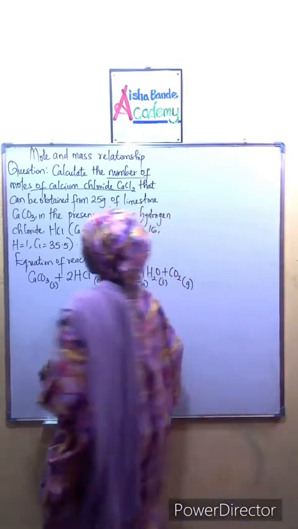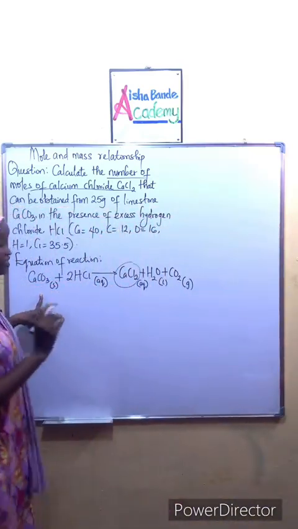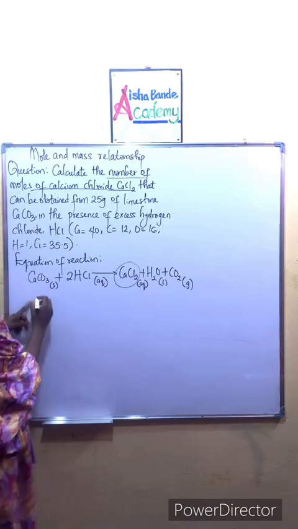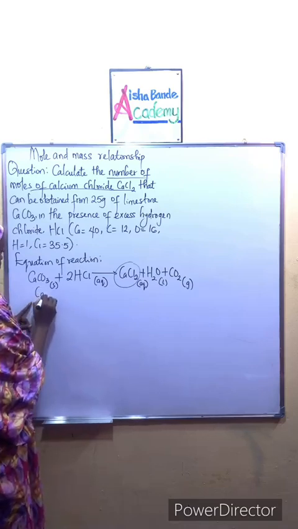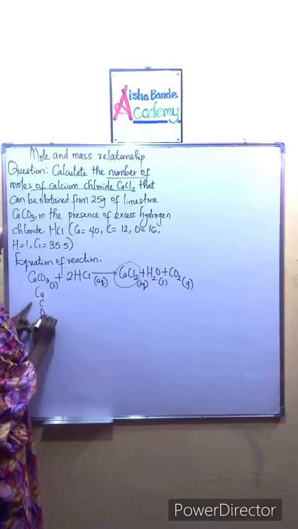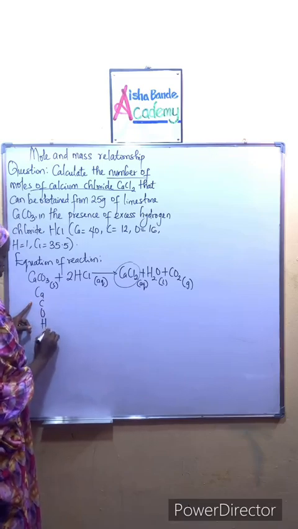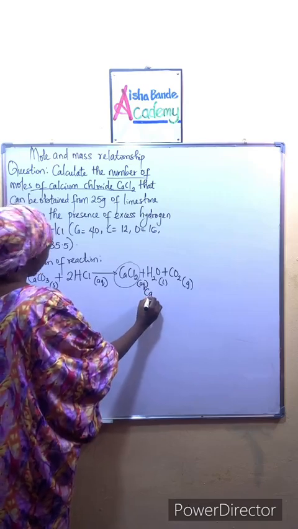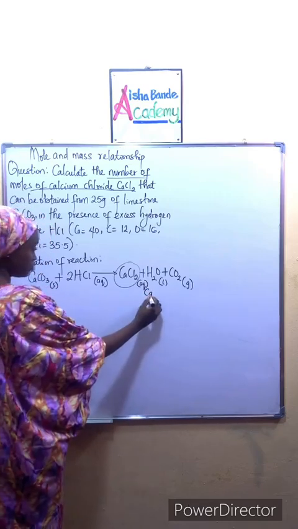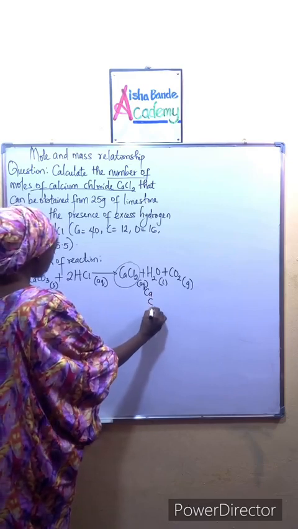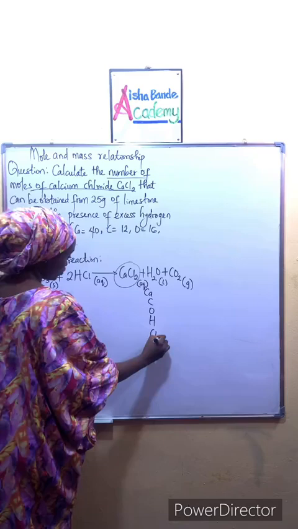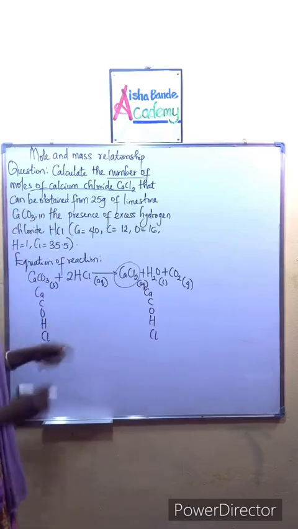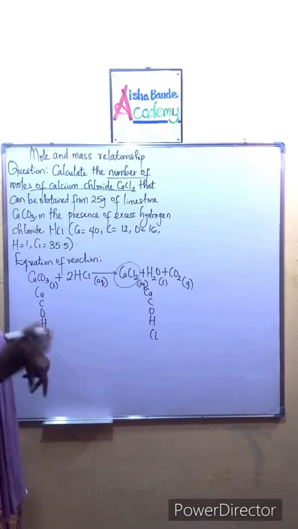So let's begin solving. The first thing we need to do is to check if the equation given is balanced. So let's check. Here at the reactant side, we have calcium, carbon and oxygen. We also have hydrogen and chlorine. The same thing applies at the product side. Here is the reactant side. For the product, we also have calcium, carbon, oxygen, hydrogen, and chlorine. So let's check if each element is balanced on both the reactant and the product side.